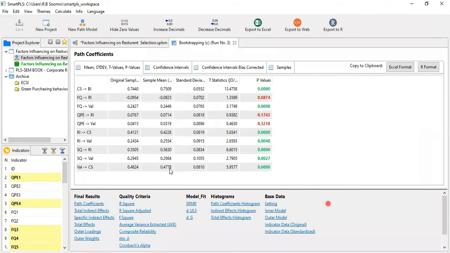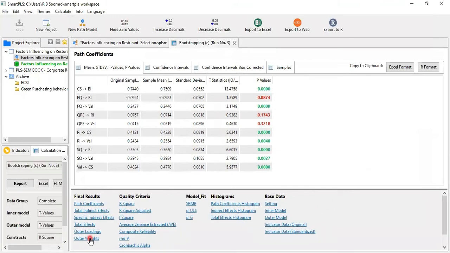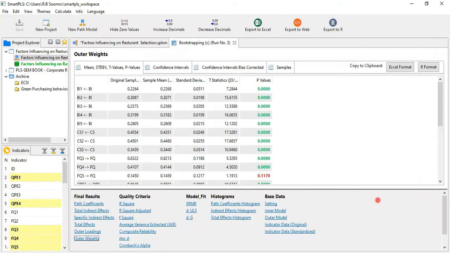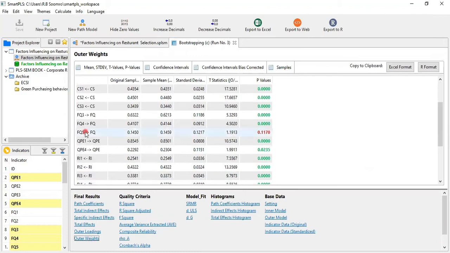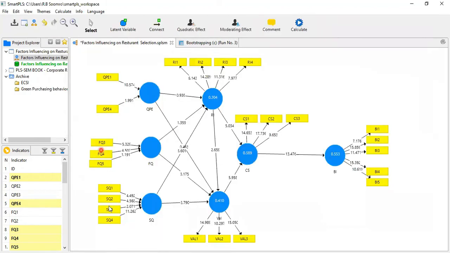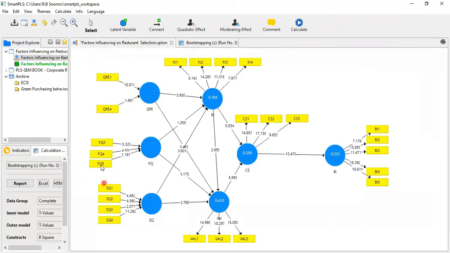Okay, then just quickly come to the outer weights. Again, one more violation is there. So again, we have to re-estimate it. Okay, FQ5, FQ5. Re-estimate it.